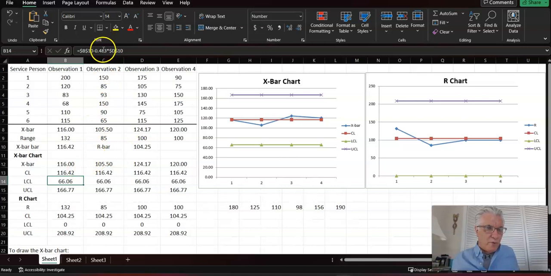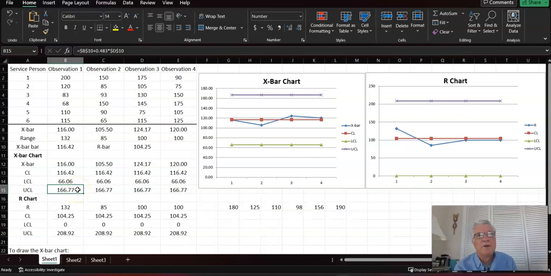And the 0.483 basically comes from table 6-7 for a sample size of 6. So the lower control limit is how far below the mean you can be and be in control for a sample size of 6, meaning that you're 3 standard deviations below the mean. And then the upper control limit, you notice the formula is just plus 0.483, which is 3 standard deviations above the mean.